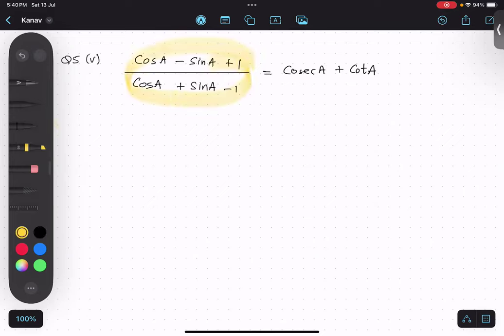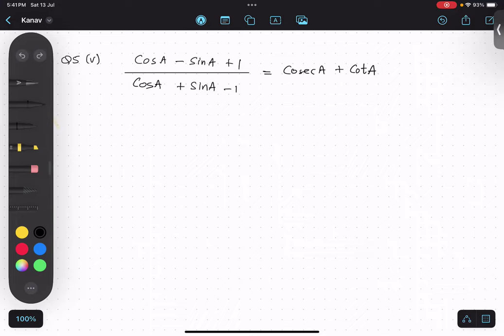This is a separate question. We have to prove it. I have to solve this part and make them equal. These are identities. That's why this exercise name is identities. These are not questions. Try to understand. These are proving questions. There is a difference between question and identities.